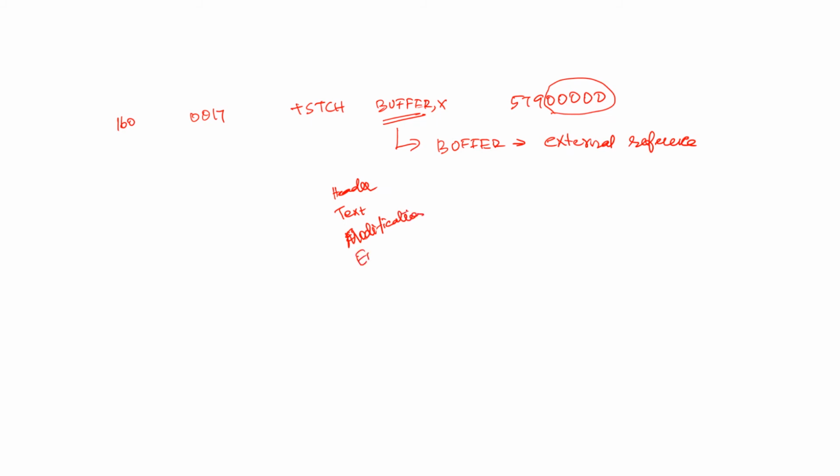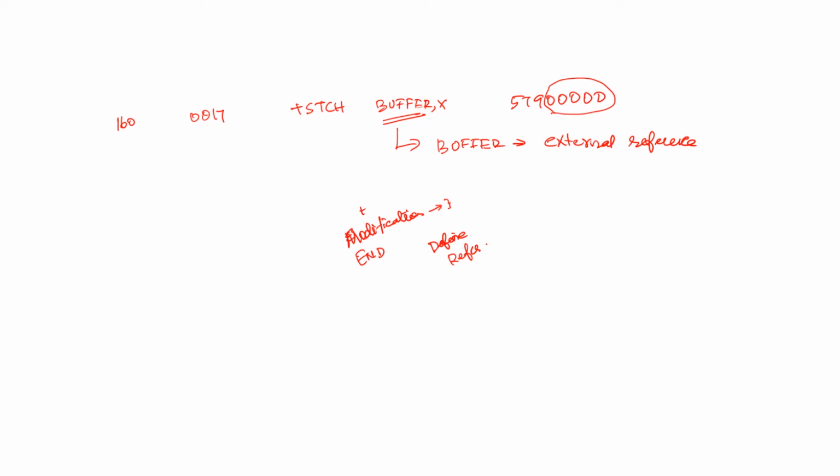Then we have learned about the end record. Now we will have a slight modification in the modification record, as well as two more things: the define record and the refer record. For external definition you use the define record. For external reference you use the refer record. Clear?